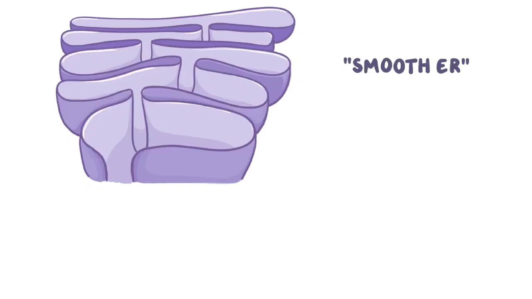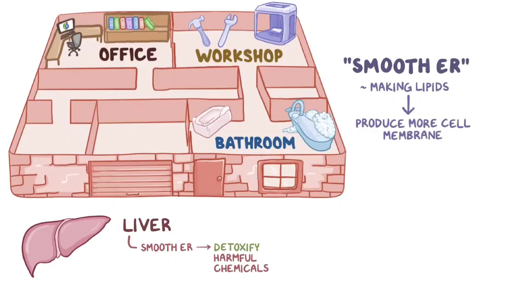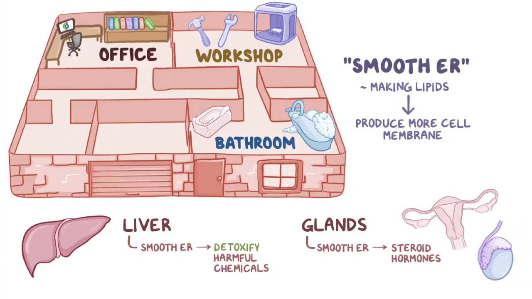There's also a smooth type of endoplasmic reticulum, which is involved in making lipids, like cholesterol and phospholipids. And the cell can use this for producing more cell membrane. In some cells, like the liver, the smooth endoplasmic reticulum helps with detoxifying harmful chemicals. So in this case, kind of like a spa or bathroom in the apartment. In other cells, like glands, the smooth endoplasmic reticulum uses cholesterol to go on to create various steroid hormones. For this reason, some specialized hormone-producing cells, like the ones found in the testes or the ovaries, have lots of smooth endoplasmic reticulum.